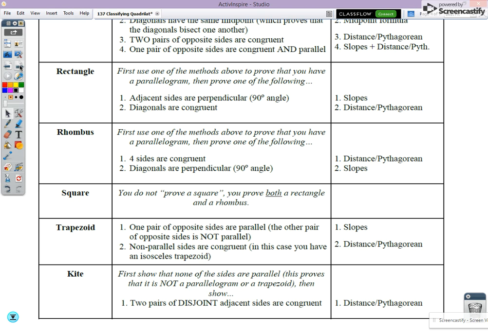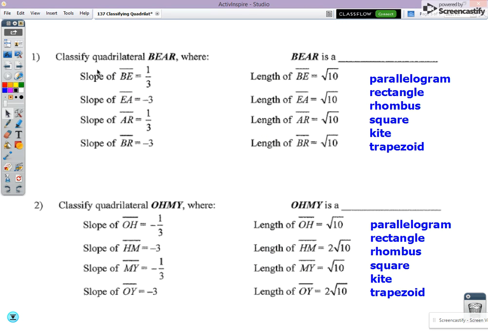So let's do a proof. We're going to start off with just the slopes and lengths already given to you. For instance, I want to classify quadrilateral BEAR, where I know these slopes and these lengths. I've written down the different quadrilaterals over here. You can do the same, because we're going to go through a mental checklist based on these criteria. First, because I want to visualize what BEAR is going to look like, I'm just going to draw a generic quadrilateral and label it BEAR. That's going to help me see whether I'm talking about adjacent sides or opposite sides when I'm looking at these criteria.